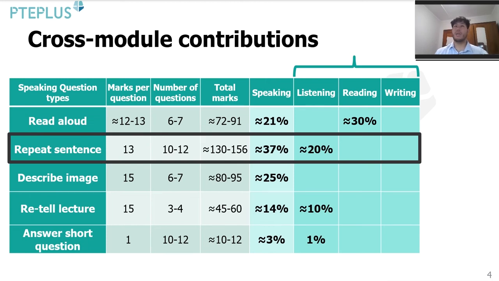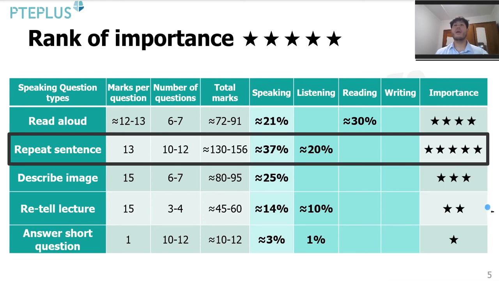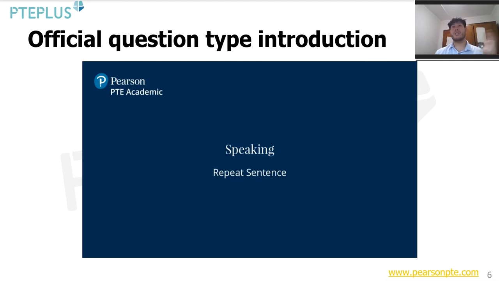And as I'm sure you guys remember, speaking is one of the more important tests in terms of cross-module contributions. The repeat sentence subtest gives scores to listening as well as speaking. So 20% of your total listening score comes from repeat sentence as well. This is why we give it a high importance value, 5 stars in terms of your speaking as well as listening tests. So now let's watch the official question type introduction from PTE Academic Pearson website.